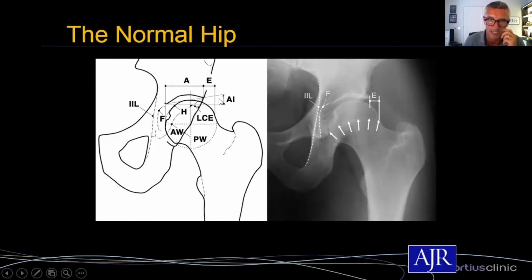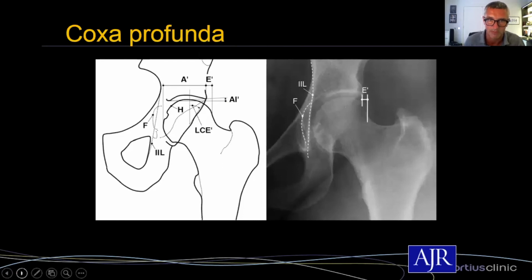These are a couple of angles, and this measurement here is the acetabular index, which some of you will call the Tönnis angle, and then this angle is the lateral center edge angle. These are the two angles that I will regularly measure on my plain films, the lateral center edge and the acetabular index. So we'll just go through that on the profunda, and now what we're seeing is that the fovea is medial to the ilioischial line.